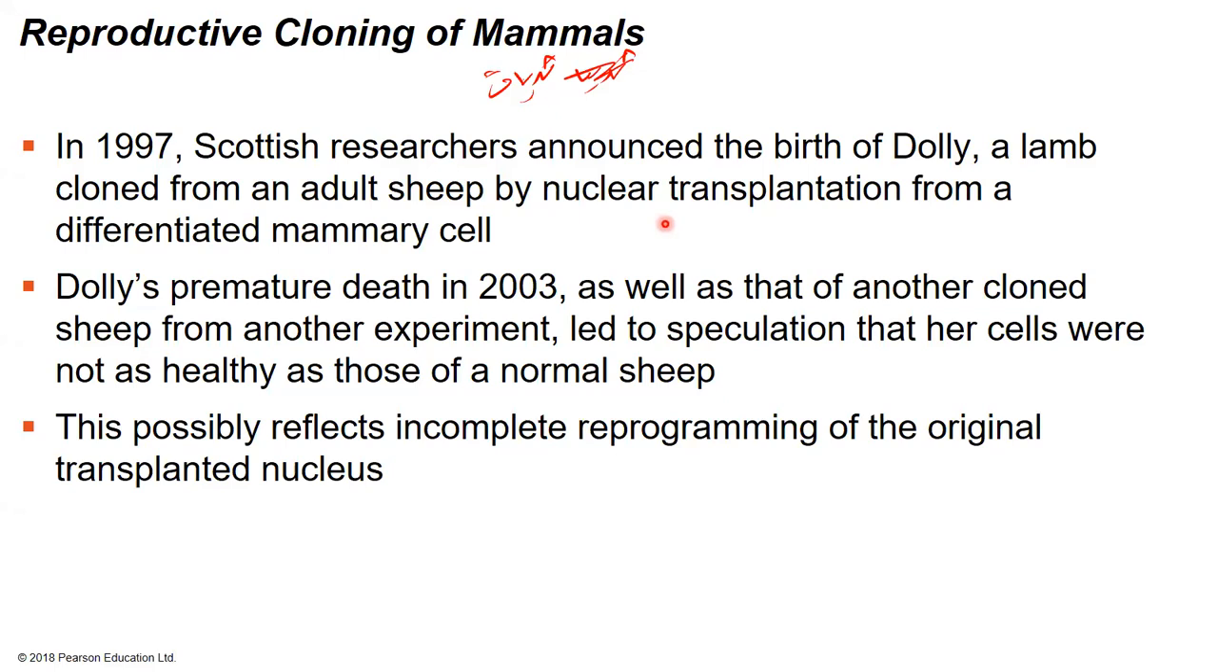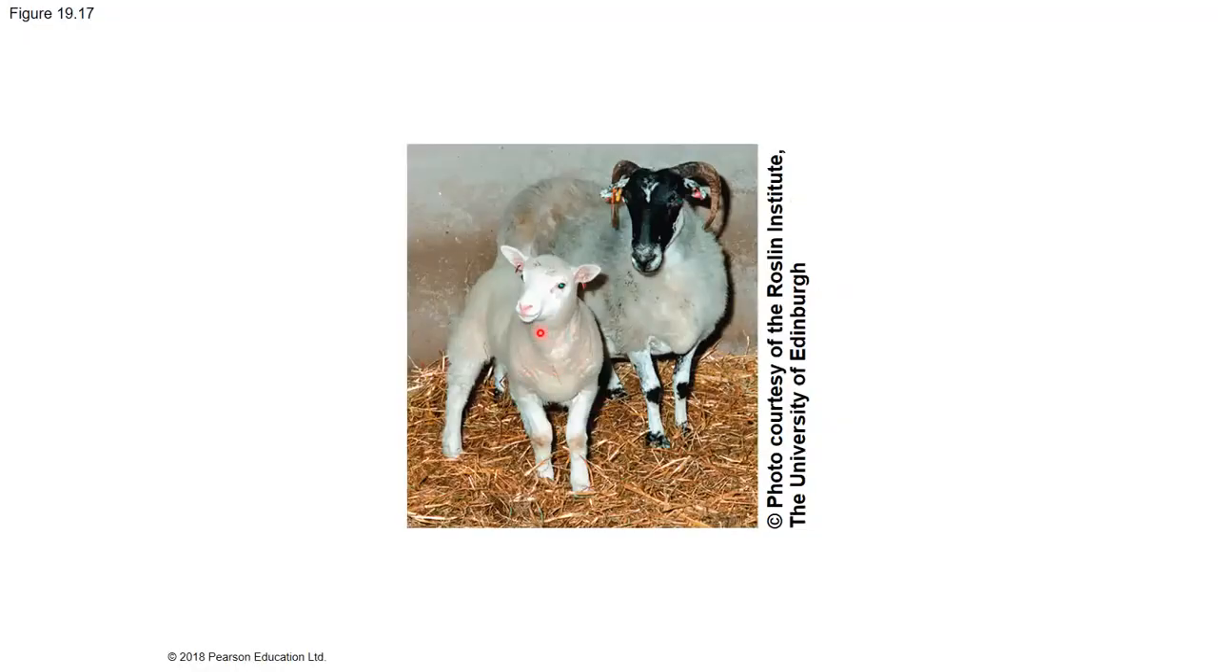And after many attempts, scientists were able to successfully generate a cloned sheep, or a cloned lamb, called Dolly. So Dolly was the first cloned mammal organism generated by using this nuclear transplantation procedure. This is Dolly. This is a picture of Dolly. And this is the parent donor. Okay.